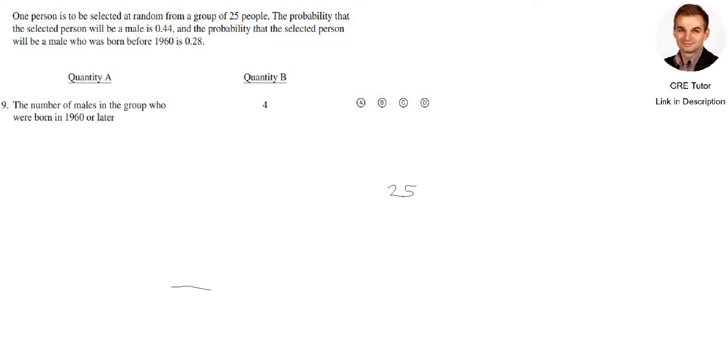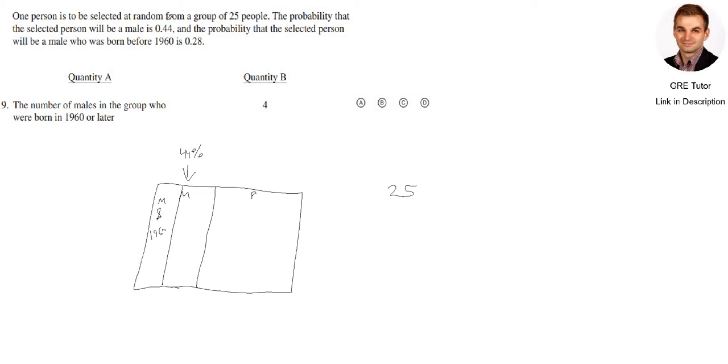So basically, if you've got a whole group of people, right, approximately 44% of them, call this 44%, are going to be male. The rest will be female. Now, the probability that the selected person will be a male who was born before 1960 is 0.28. So now we're reducing it even further. Now we're going to something like this. Alright, and now down here we've got people who are male and they're born before 1960. Okay? That's the number we have here.